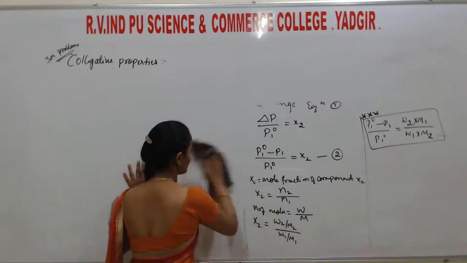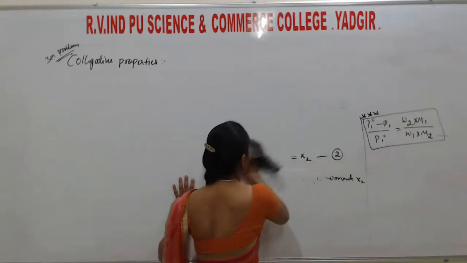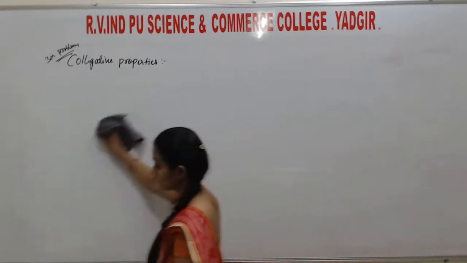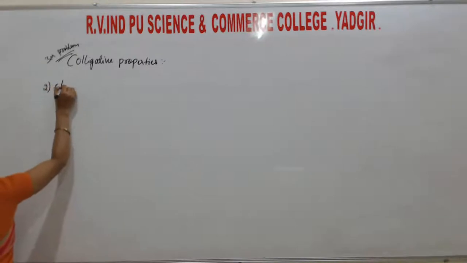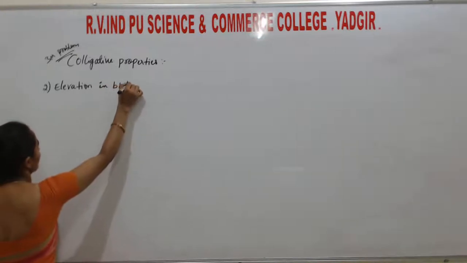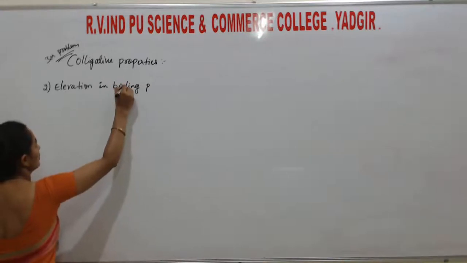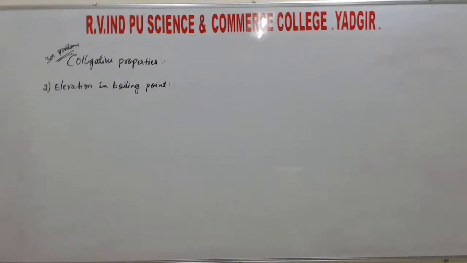So listen, we will discuss elevation in boiling point, the second colligative property. In this elevation in boiling point, students, I will first draw a graph with respect to vapor pressure and temperature.